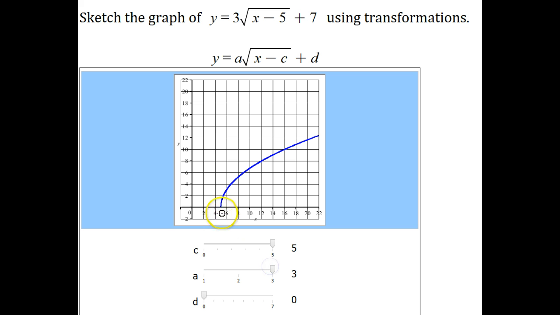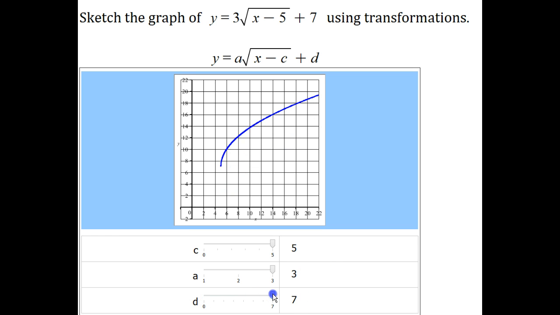So in particular, at the point (5, 0), that point stays fixed, and the rest of them are being stretched and pulled away. And then lastly, as d is changing from 0 to 7, our graph is just moving up 7 units. So in this case, the domain of this graph is from -5 or +5 to infinity. The range, the lowest y value is 7. There is no highest y value, so the range would be from 7 to infinity.